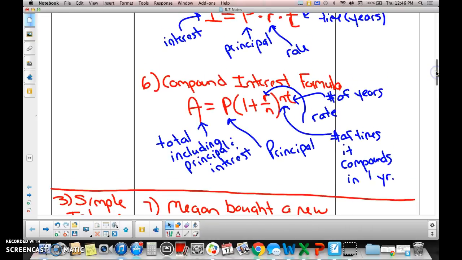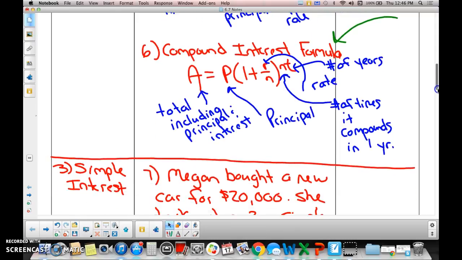A key to the compound interest loan, as you learned, is do you know how to run your calculator? If you know how to run your calculator and you understand order of operations, you will be pretty good on these problems, because after that it's really just plugging in numbers.